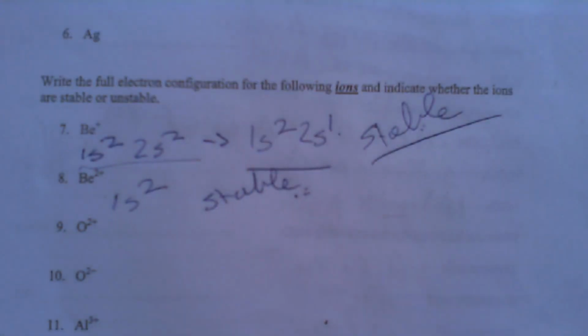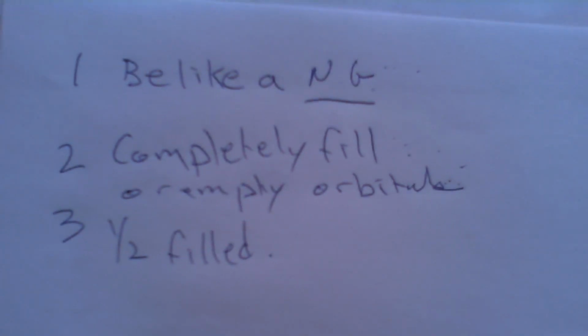Yesterday we were talking about the 3 rules of the electron configuration of ions. We had this paper here that we were looking at. To be stable, the first option is to be like a noble gas. That's the best option. So you would want all of your electron configurations to be ending in a p6.